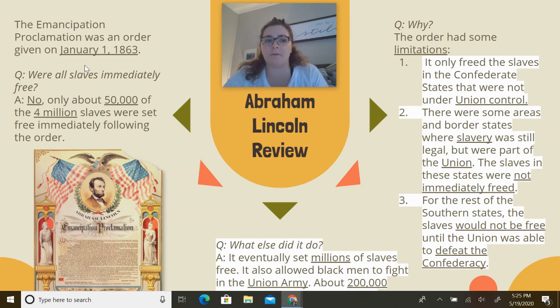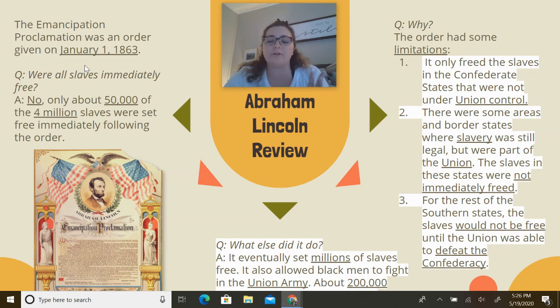All slaves were not immediately freed. About 50,000 of the 4 million slaves were set free immediately following the order. Okay, and then why? You might be saying, why weren't all slaves immediately set free? So it only freed the slaves in Confederate states that were not under Union control. And so if they were under Union control, those slaves were not necessarily free yet.